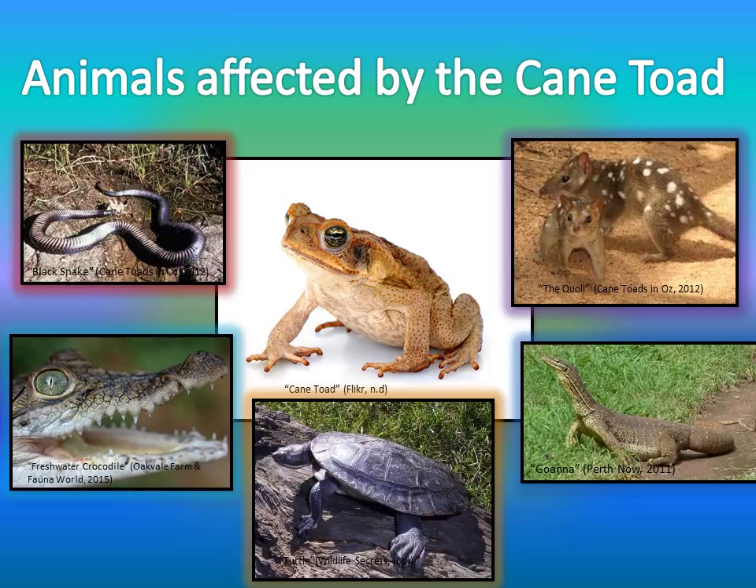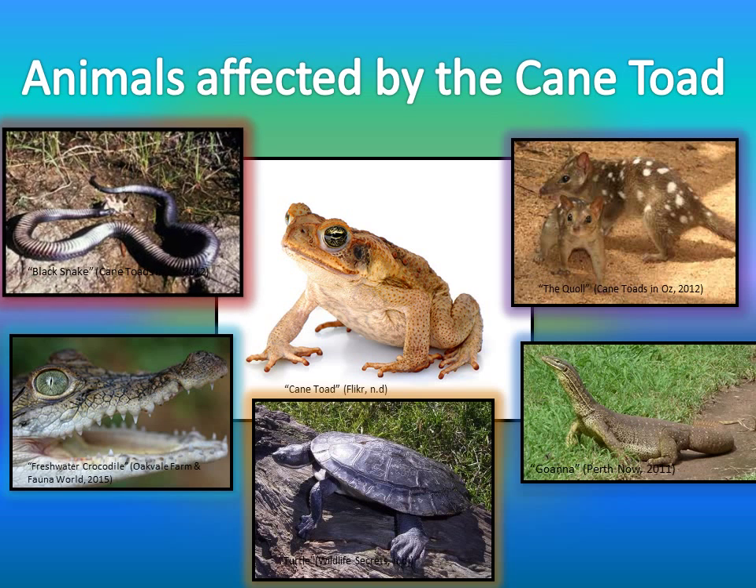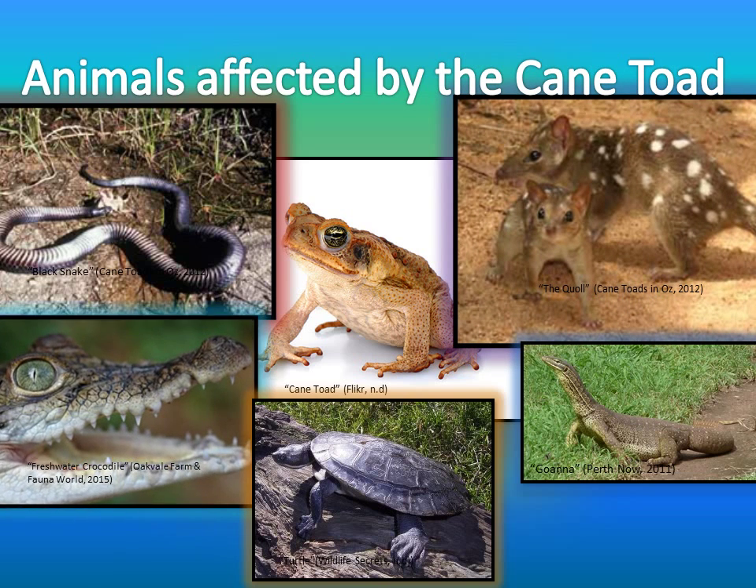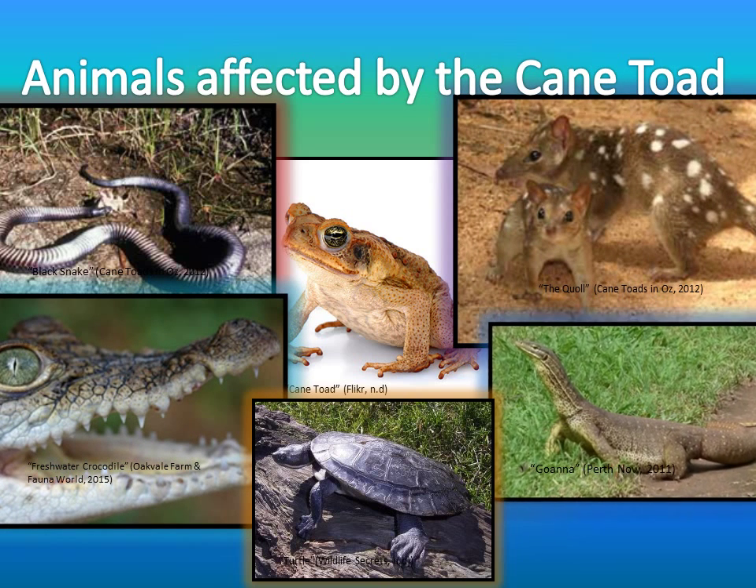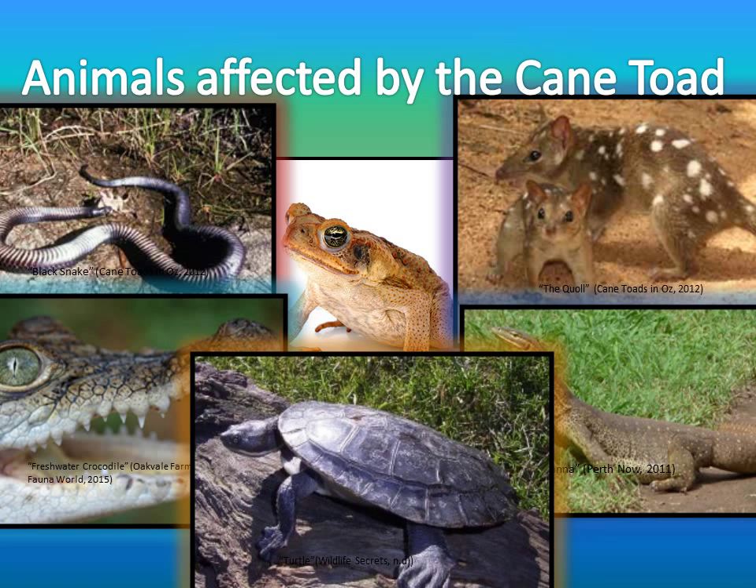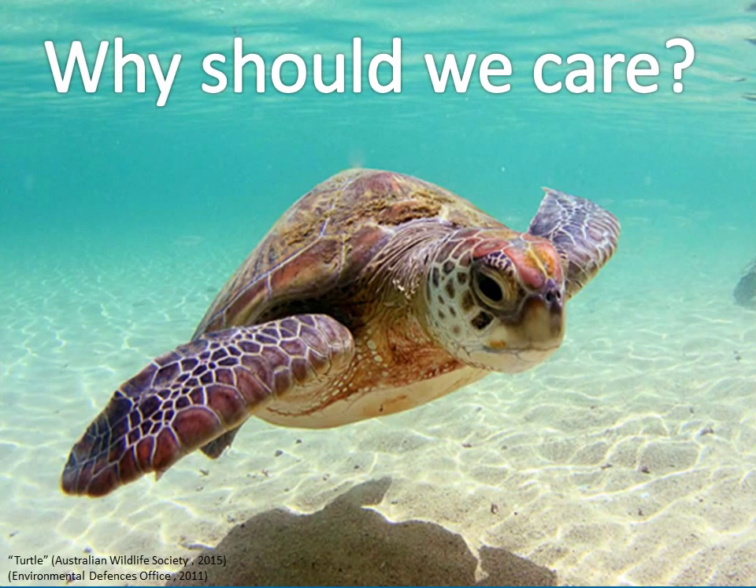Here you can see some of the native animals that have been affected by the cane toad. These include snakes, the quoll, freshwater crocodiles, goannas, and freshwater turtles. There are many native animals that have become endangered as a result. The list is endless. Therefore, we need to protect our native animals by understanding the preventive methods in order to provide a sustainable future and evolution.